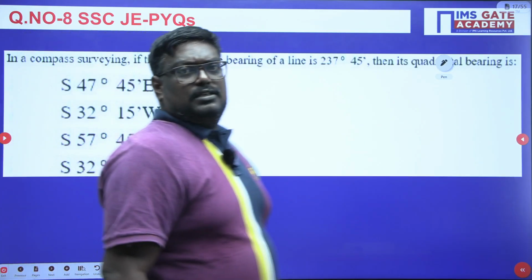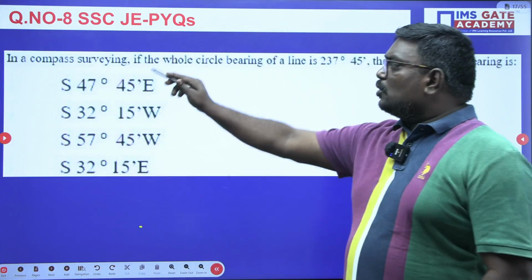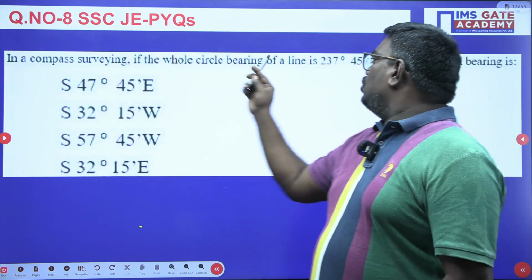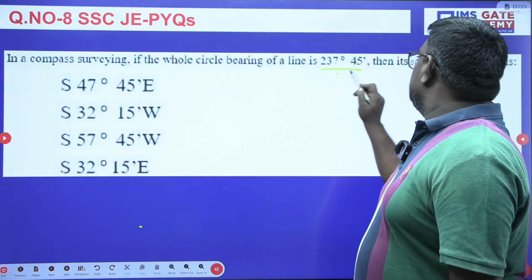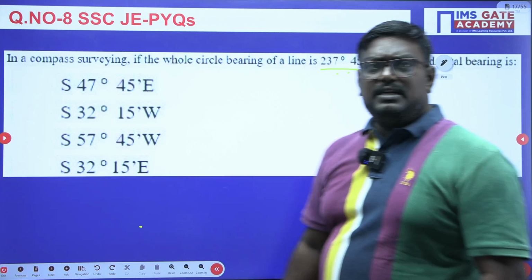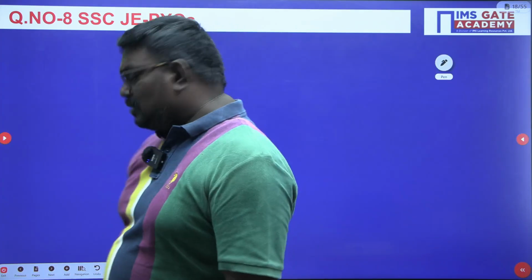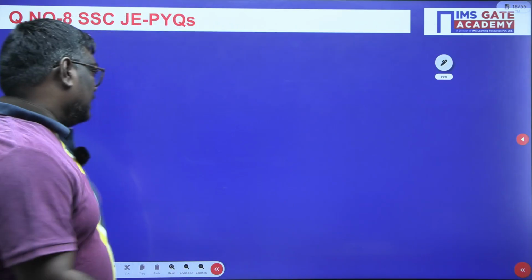Now my dear students, here we have another question. The question is, in compass surveying, if the whole circle bearing is 237 degrees 45 minutes, what is the quadrantal bearing? Now see students, let me tell you, there are simple things.